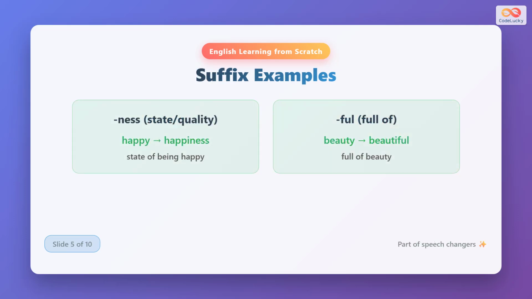The suffix ness shows state or quality. Happy becomes happiness, the state of being happy. The suffix full means full of. Beauty becomes beautiful, full of beauty.